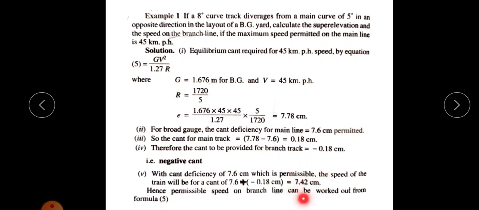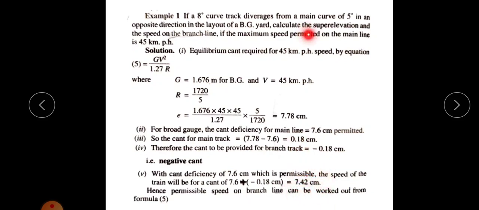So 7.6 plus minus 0.18, so this is to be reduced, that is 7.6 minus 0.18 centimeter, that is 7.42 centimeter is the cant which is for the branch track. We are calculating for the branch track, that is 7.42 centimeter. So this is E for the branch track.